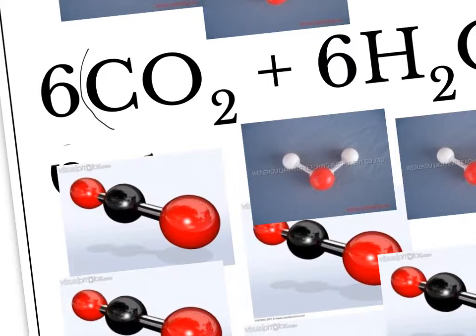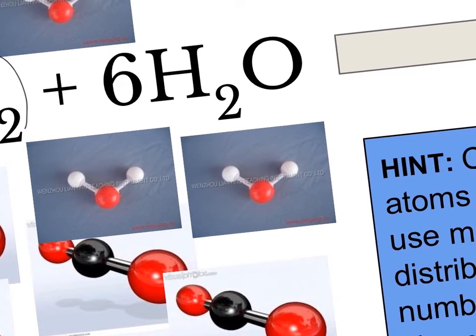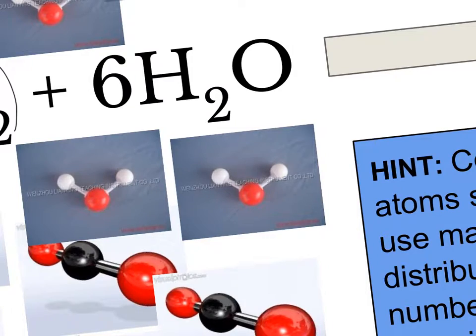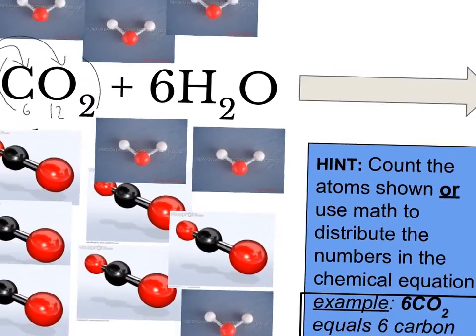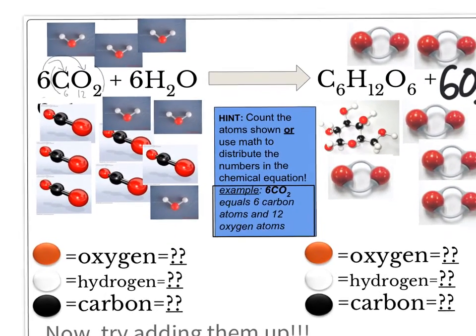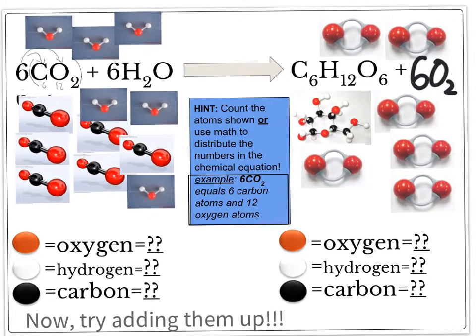So how many atoms are in this CO2? Well, you distribute the 6, so that would be 6 carbons, and you distribute it to that O2, that would make 12 oxygens. So we have 6 here, we got 12 here, and then you would add that to whatever you get from having 6 water molecules. So go ahead and try to figure that out yourselves. And let's see how much you get there.